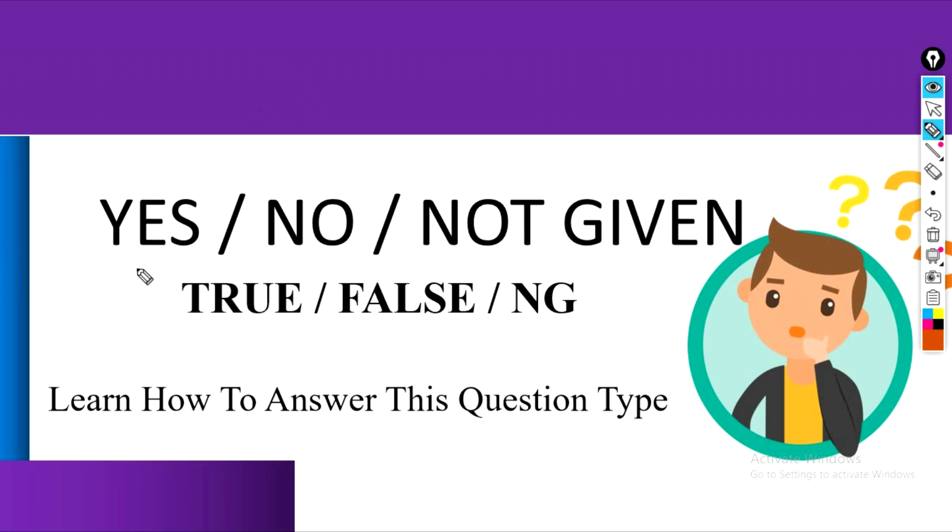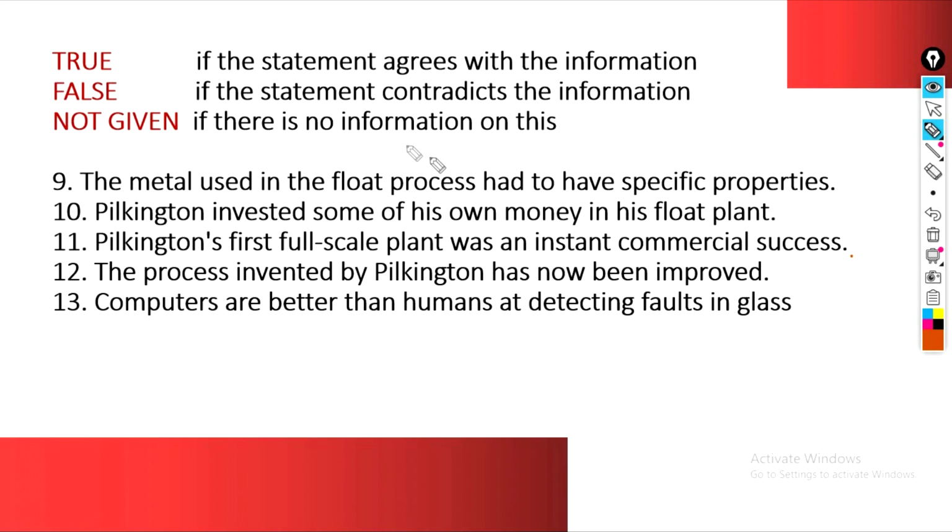In this video, I'm going to show you how to answer Yes, No, Not Given, also known as True, False, Not Given question type. So let's take a look at these questions. We are going to have three different options: True or Yes, False or No, or Not Given. So you already know how to identify this question type simply by looking at this part right here.